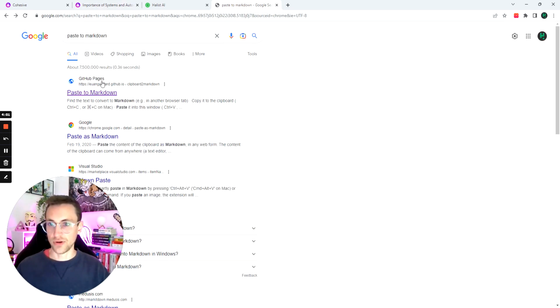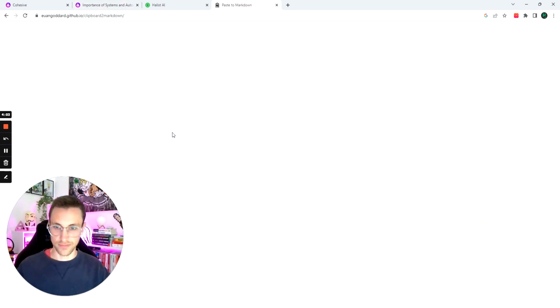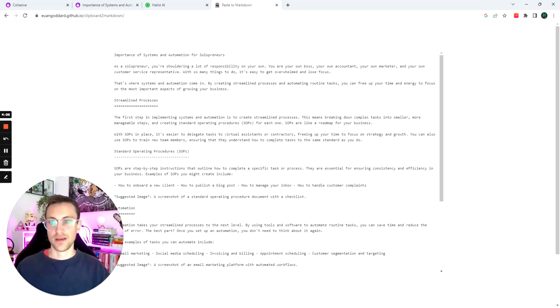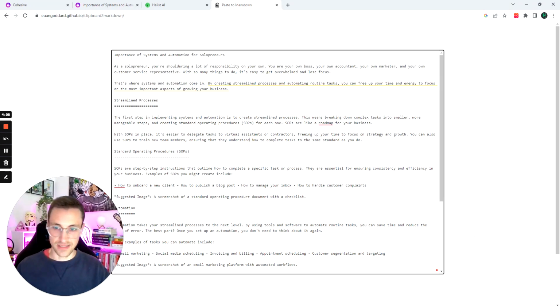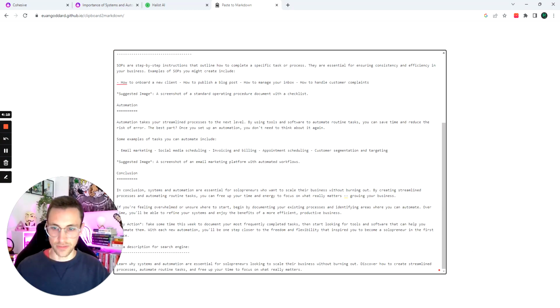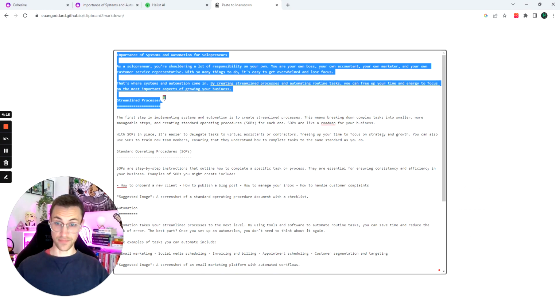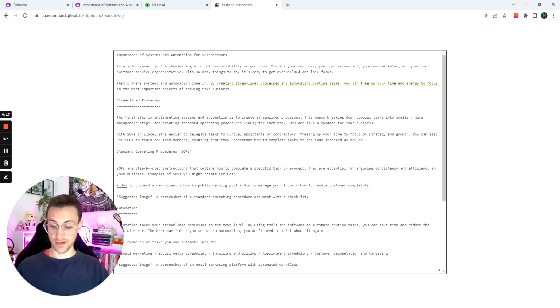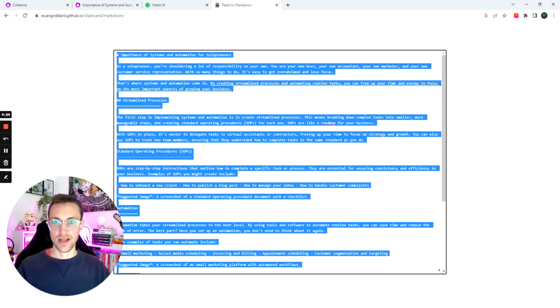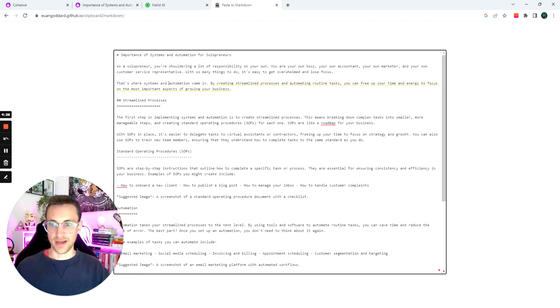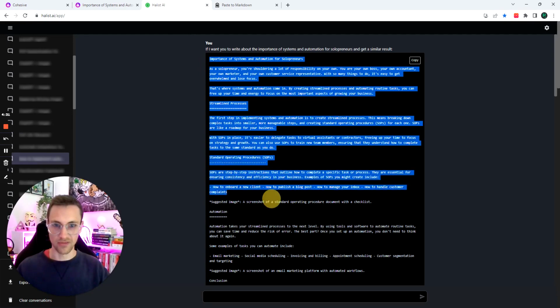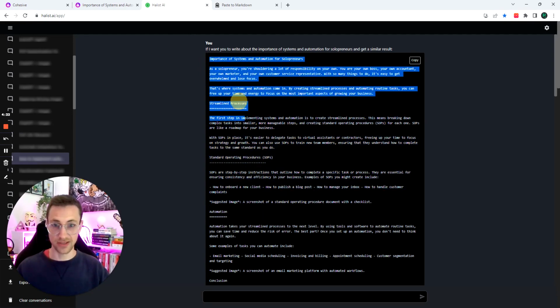I went on Google, paste to markdown, and I literally just pasted that here, and it gave me the exact type of output. Is it the best markdown? No. I guess what would have been more efficient is this is H1, this is probably H2, and you get the gist. But still, I was a bit lazy, and I decided that I would run with what it gave me. So that's what I did.